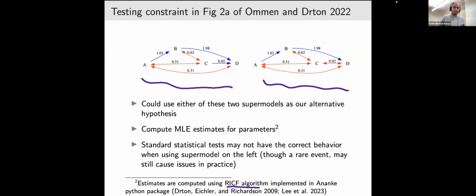But if you use the one on the left, standard statistical tests may not have the correct behavior, so you may get a conservative test, for example. In this case, this would be a rare event because these are generically identified. So in a lot of cases, you will find that this parameter roughly converges to 0, indicating that there indeed is a constraint. But maybe you don't want to risk it, and why not just go for the globally identified supermodel, right? Maybe you're not sold on this being a huge issue because it's rare.